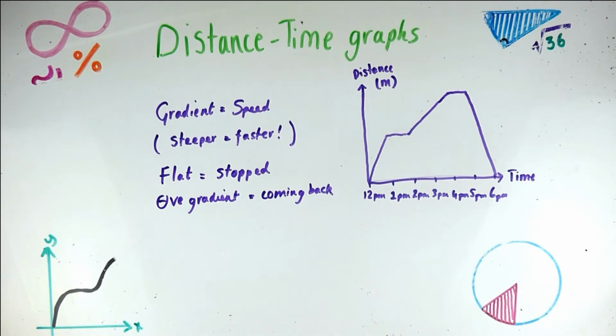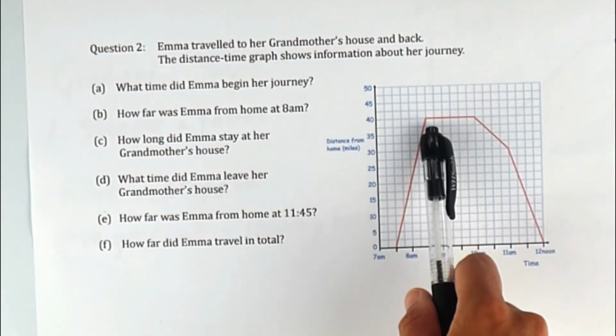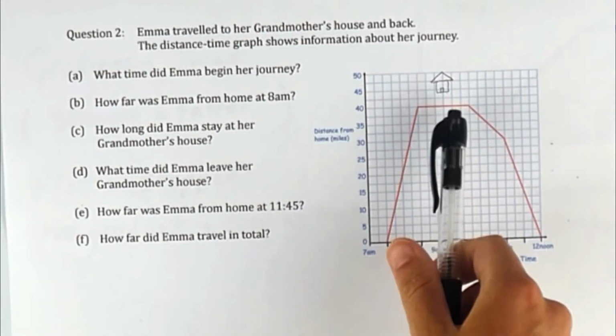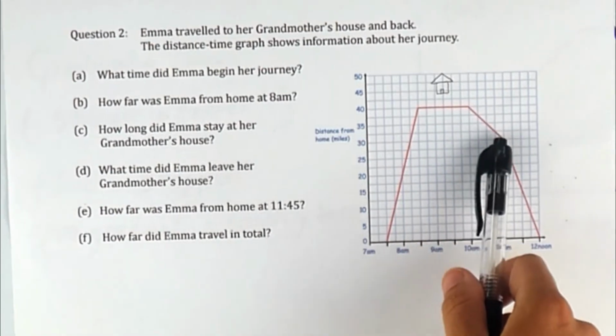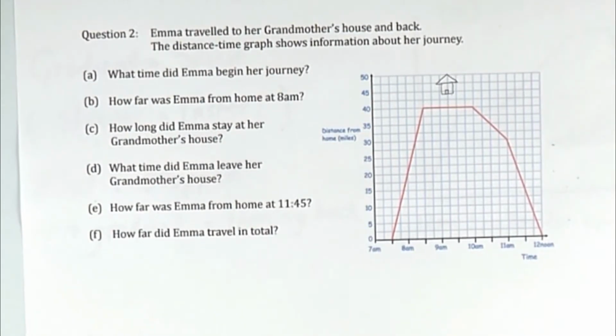I'm now going to go through some questions. I've printed them off because it's useful to have an actual scale diagram. So the question I've got here says, Emma travelled to her grandmother's house and back. The distance time graph shows information about her journey. So if we just go through this, you can see that the line starts from here. So this is when she starts her journey. She travels to her grandmother's house. Flat line means she's stopped, so we can assume here that she's reached her grandma's house. And then she comes back. For her back journey, she changes her speed because the gradient changes.